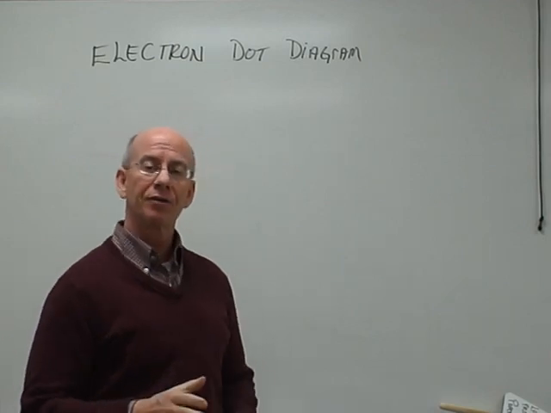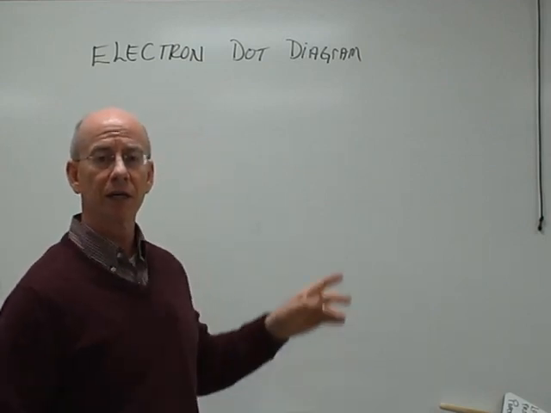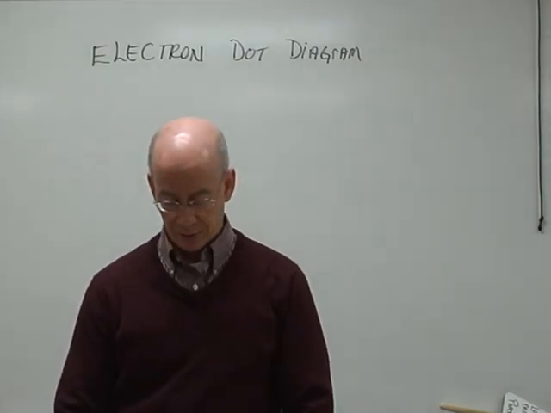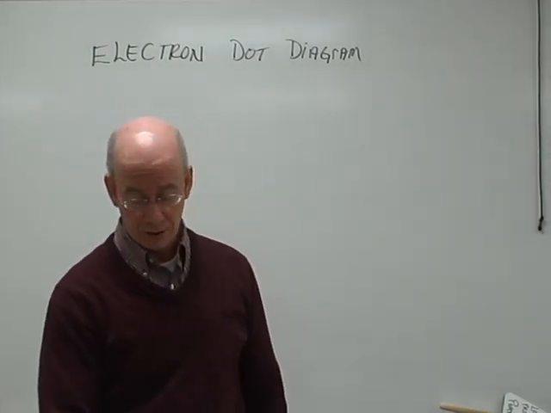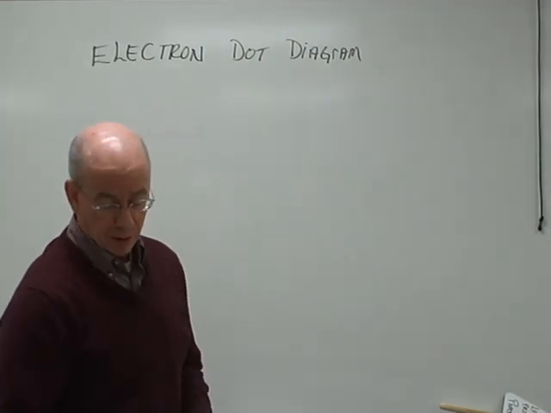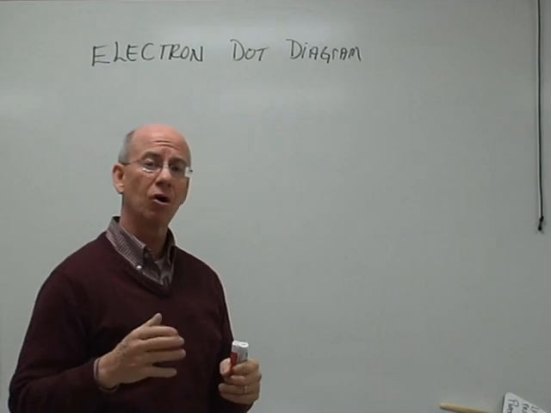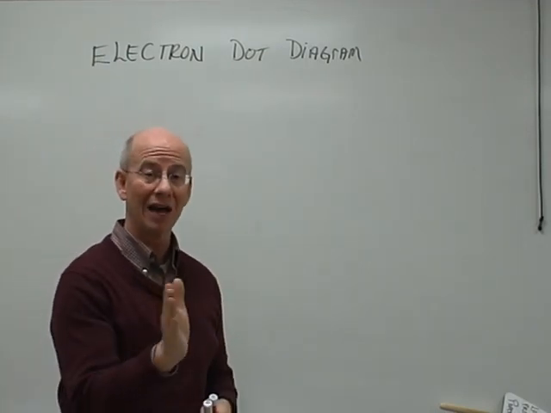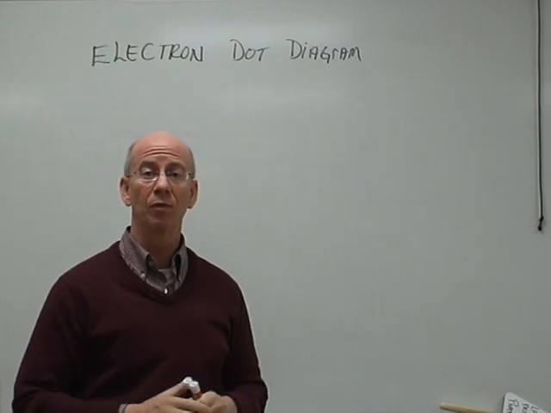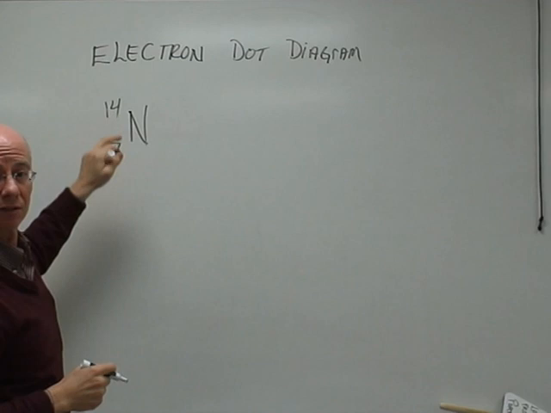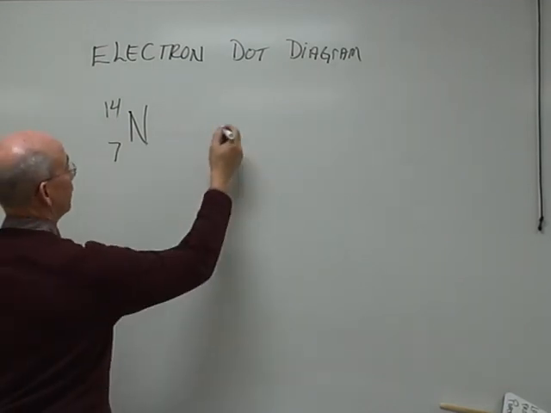The last part of the modern atomic theory that we want to look at is the electron dot diagram. This is used very much by chemists around the world, and we will talk more about it when we get to the periodic table. Basically, electron dot diagrams help us with electron configuration, and they focus on the valence electrons, which are the outermost electrons involved with bonding. Nitrogen has an atomic number of 7, atomic mass of 14.